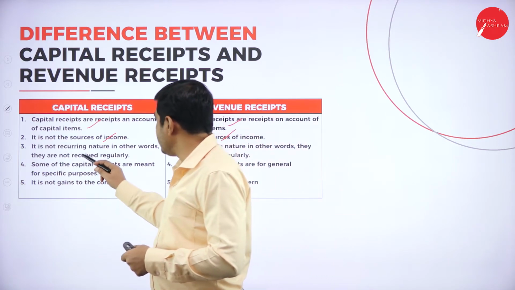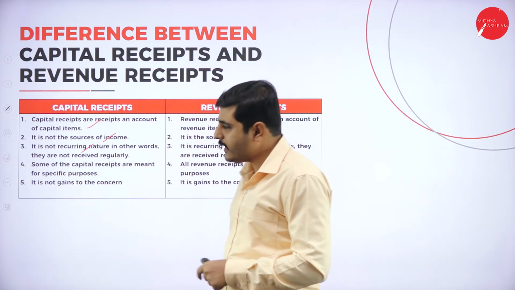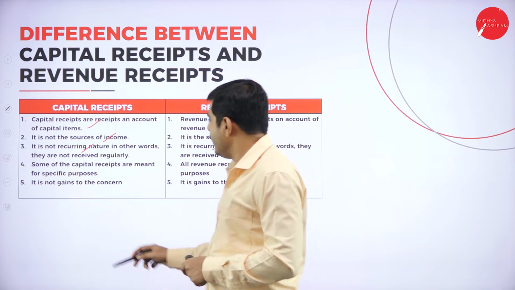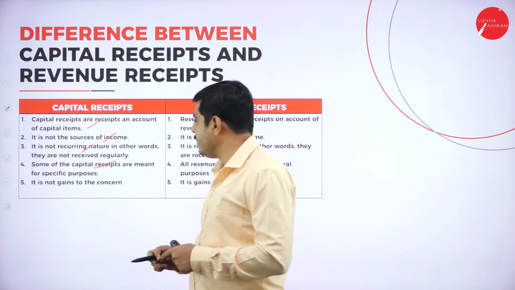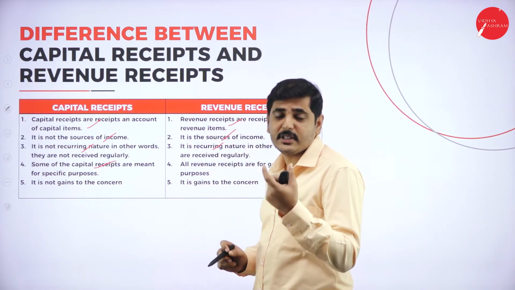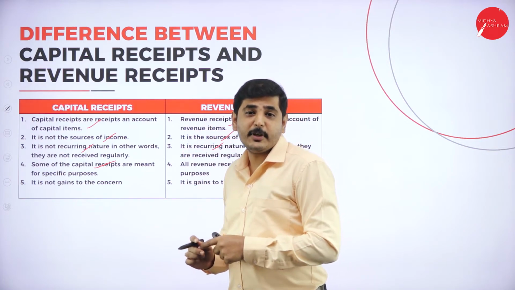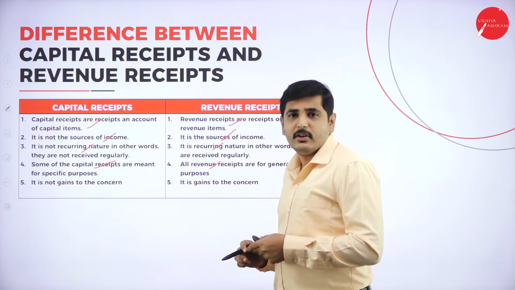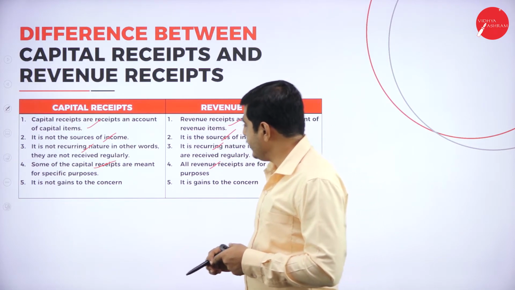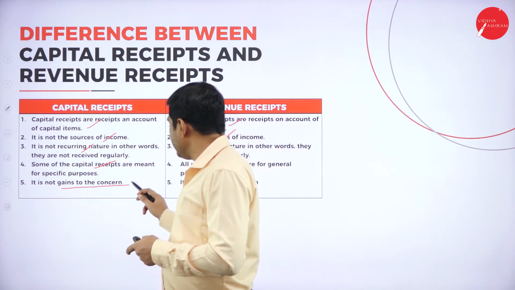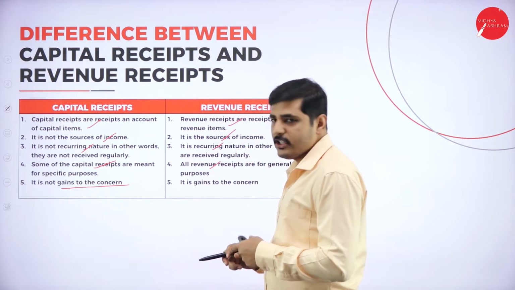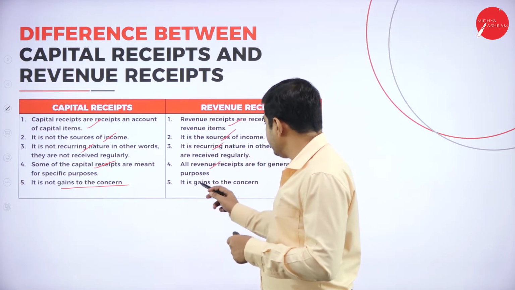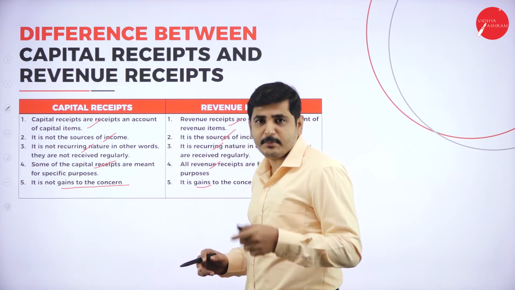Next one, capital receipts are not a recurring, regular activity. Revenue receipts are a recurring, regular activity. Some of the capital receipts are meant for a specific purpose. For example, some amount will be kept for a specific purpose as a fund, but in revenue receipts there is no special purpose fund. Next one, capital receipts are not a gain to the concern. Revenue receipts are a gain, a profit, because we make the profit.